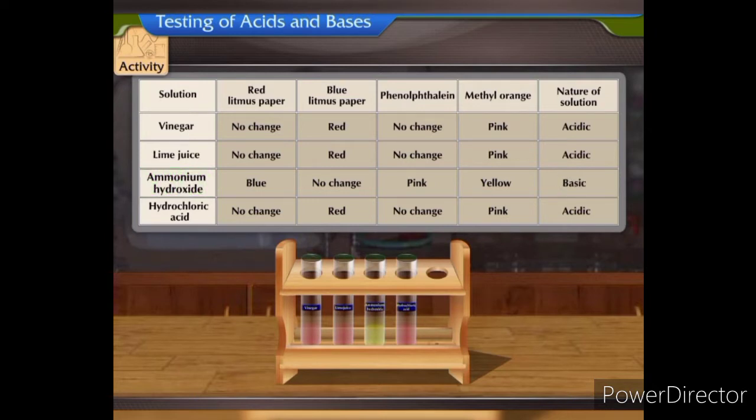Hence, we can say that phenolphthalein remains colorless in acidic solution and changes from colorless to pink in basic solutions. Methyl orange changes from orange to pink in acidic solutions and from orange to yellow in basic solutions. There are some indicators called olfactory indicators. They exhibit a change in their odor in acidic or basic solutions.